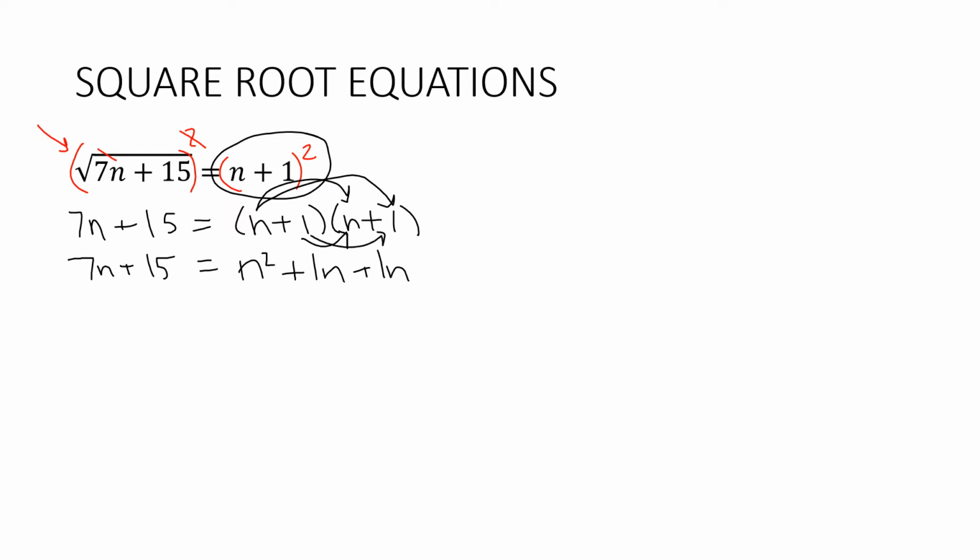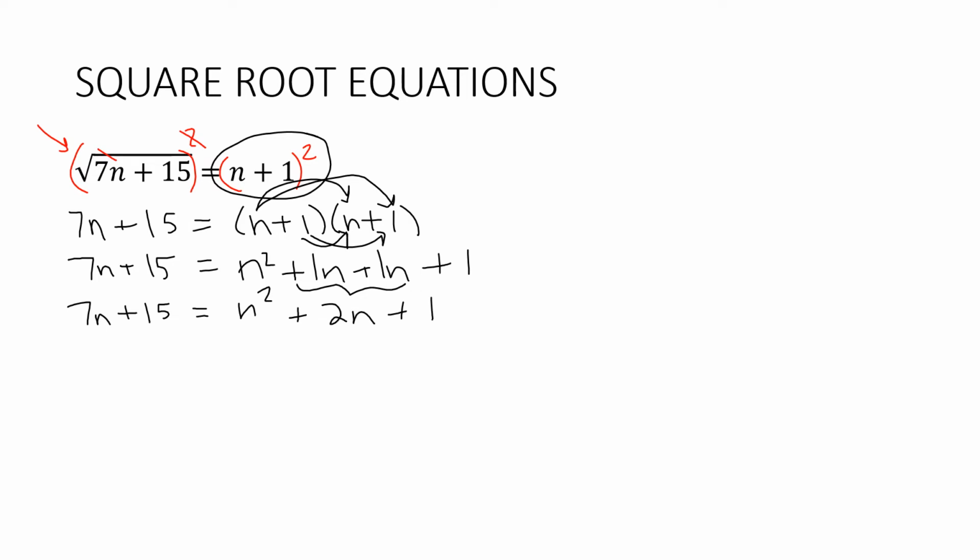And 1 times 1 is 1. Okay, so we multiply it all out, and now I'm going to clean things up a little bit. I'm going to come over here and combine like terms. So this would be n squared. 1n plus 1n would be 2n plus 1.